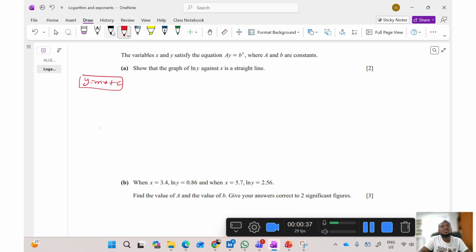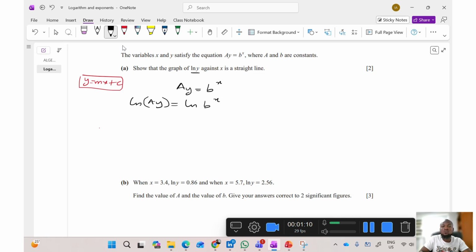So to prove that this is a straight line, first and foremost, we have ay is equal to b raised to x. We are asked to use natural logarithm, so we cannot decide to use the logarithm of our choice. We must use the natural logarithm according to this question. So for us to evaluate this, remember this is b raised to x, we have to introduce logarithm to both sides. So that means ln ay is equal to ln b raised to x.